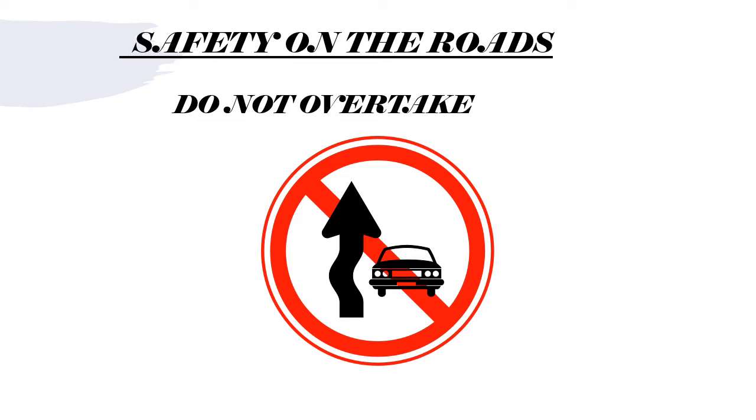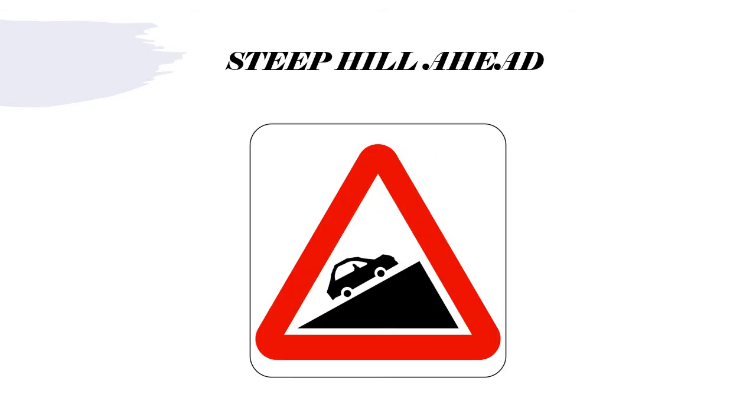Now see, this sign is of do not overtake. This sign indicates do not overtake. This road sign you find in hilly areas. It shows steep hill ahead. If you see this sign in the hilly area, it means the next hill is steep.